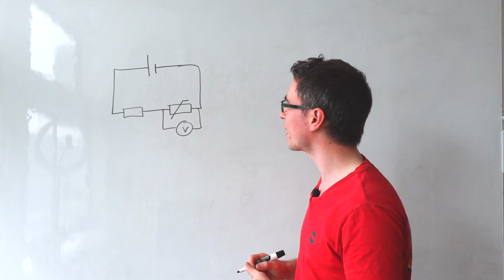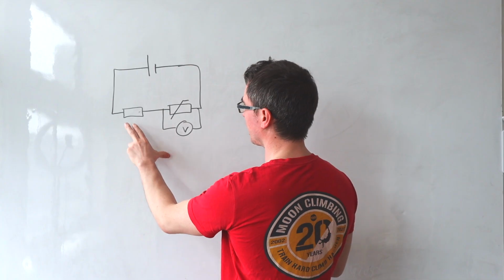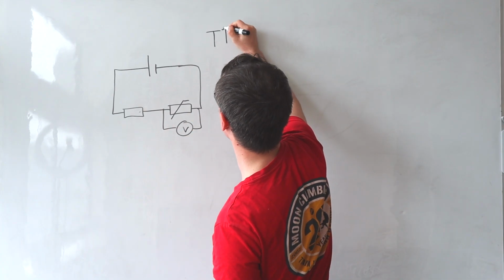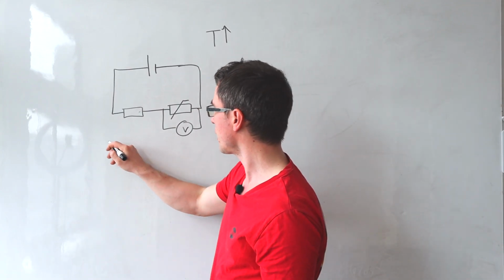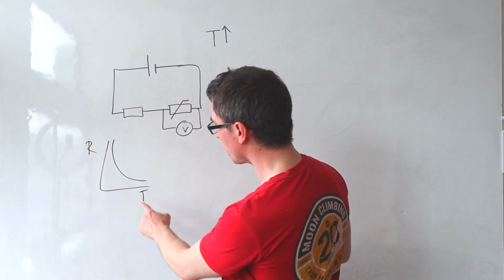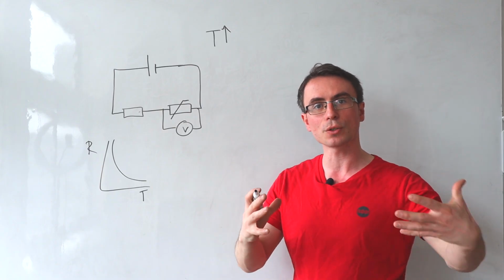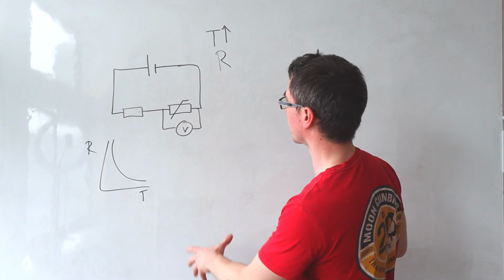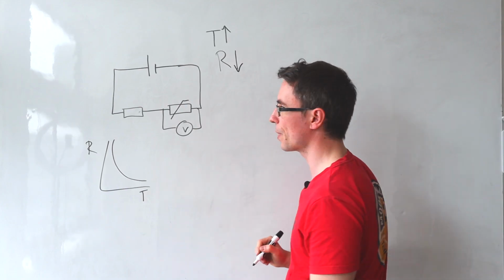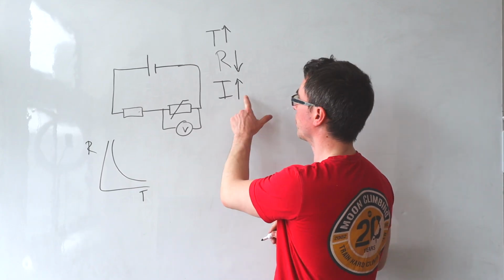Potential divider questions typically have to be solved by looking at what's happening at the fixed resistor. So we have a thermistor over here, and let's say that the temperature increases. Well, if the temperature increases, the resistance of the thermistor will actually decrease. So always think, first of all, what's happening to the resistance in the circuit. If the temperature goes up, the resistance in the circuit goes down. Because of that, the current in the circuit will increase.